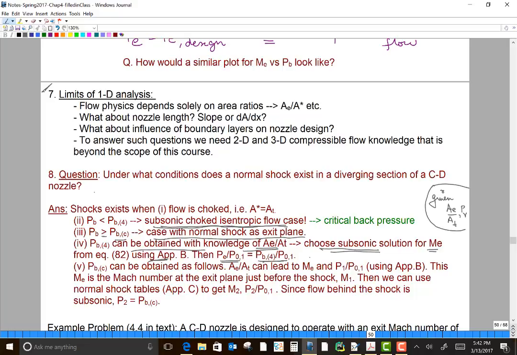Okay. Now the next part is how do you compute your PBC, which is the other extreme limit, when if PB is greater than or equal to PBC, then the normal shock exists in the diverging nozzle. So this PBC can be obtained as follows.